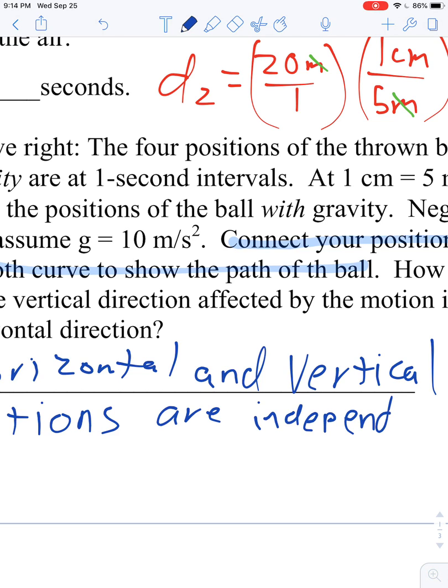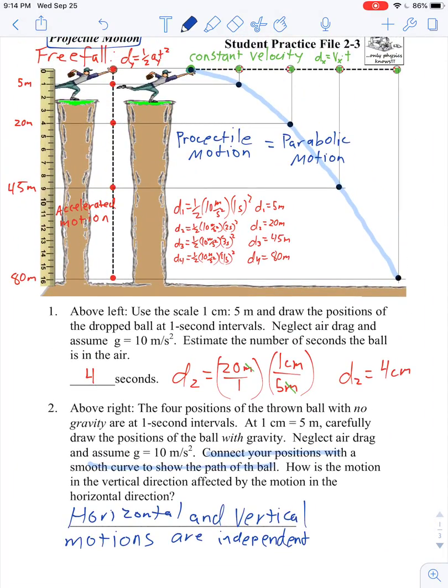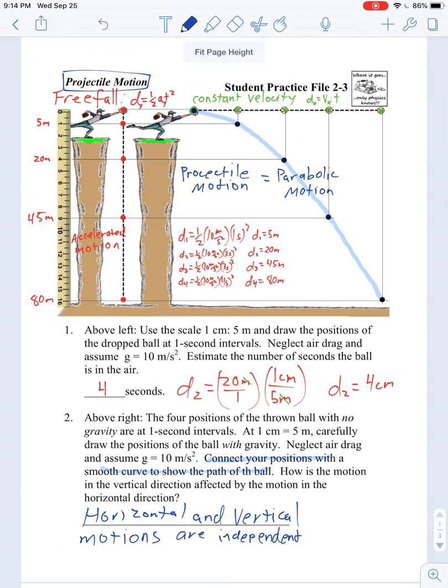It's for this reason that the ball thrown sideways off the cliff and the ball dropped from rest off the cliff would both be in the air for 4 seconds. They would hit the ground at the same time.